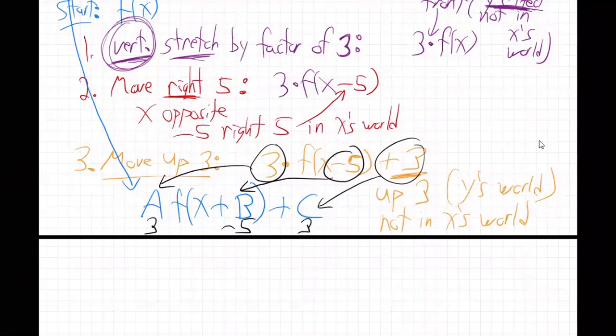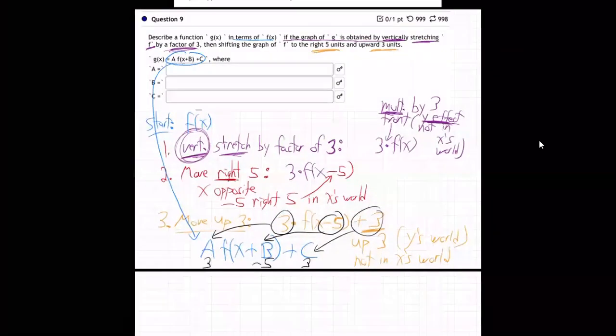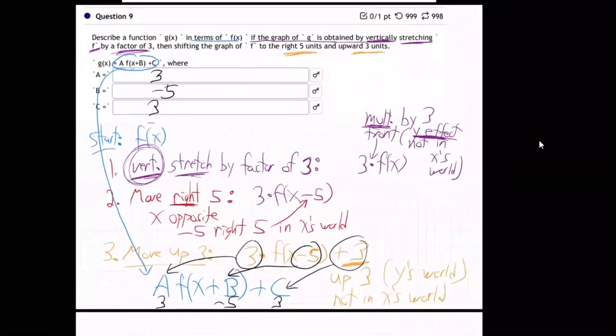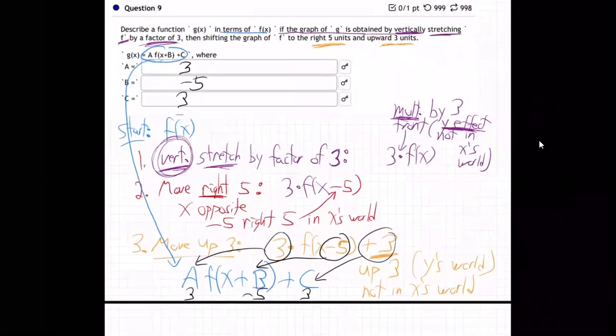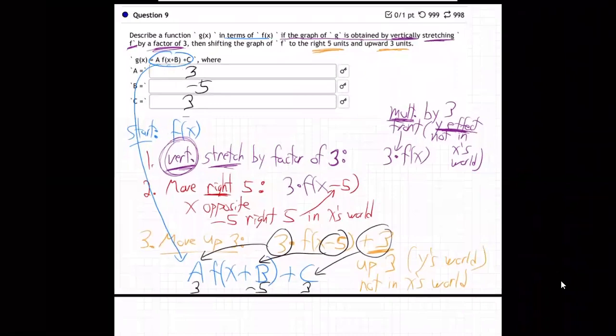So a and c are 3. B is negative 5. This is our function. This is what we've done to our function. So you just come up here and you go, oh, a is 3, b is minus 5, c is 3, to make all those changes happen in that function, just like that.